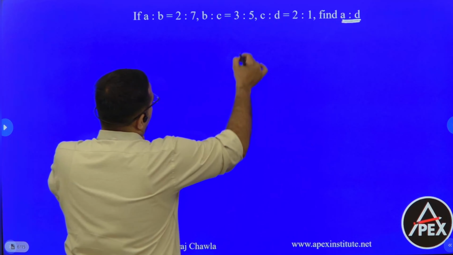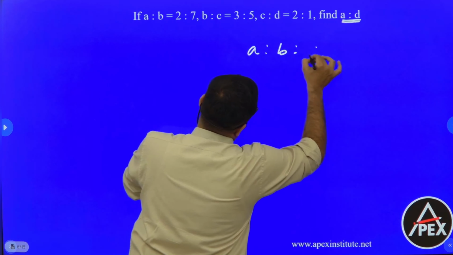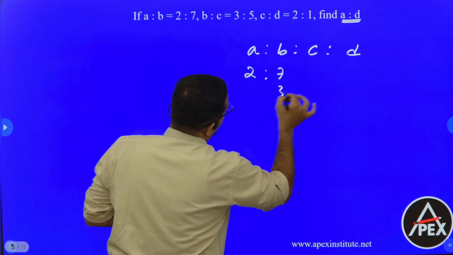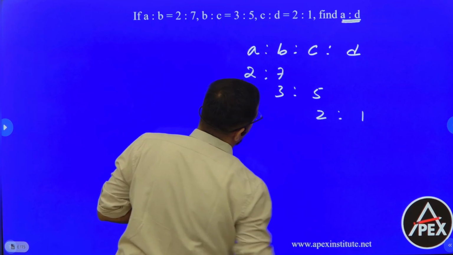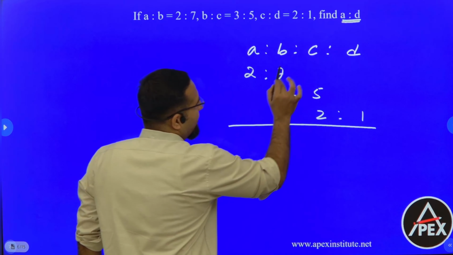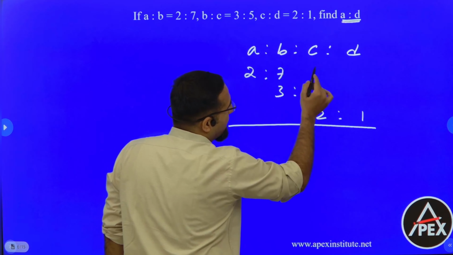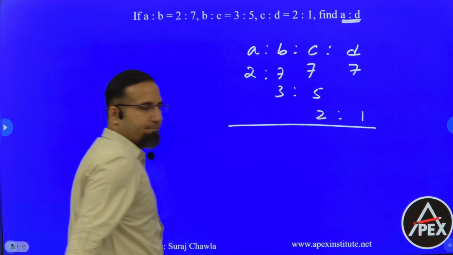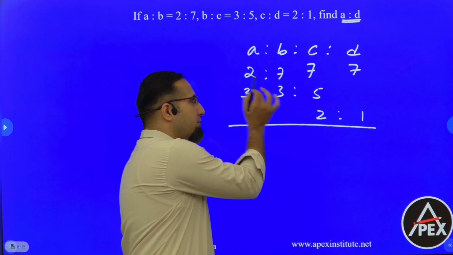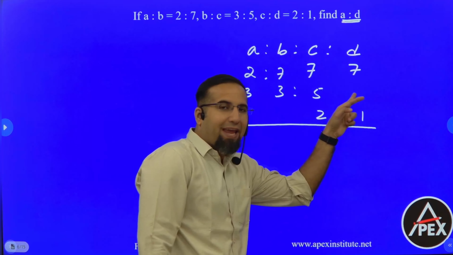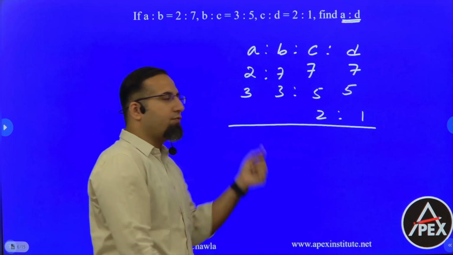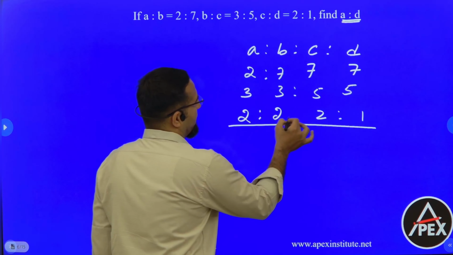Now, I am given A is to B is to C is to D. Let me write down the values. So this is 2 is to 7, this is 3 is to 5, and this is 2 is to 1. Okay. Now, the fundas are quite simple. To the right of this, there are 2 spaces empty now. So therefore, I write 7 here and 7 here. Clear? There is 1 space empty to the left of this. So therefore, I write a 3 here. There is 1 space empty to the right of this. Therefore, I write a 5 here. There are 2 spaces empty to the left of this. Therefore, I write a 2 here and a 2 here.